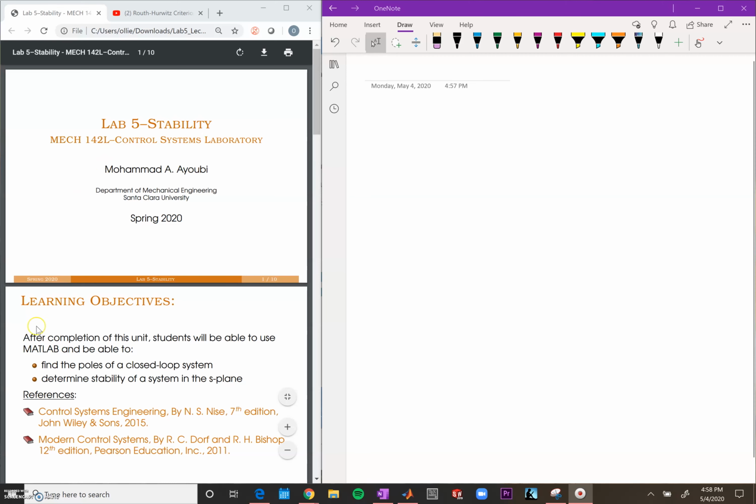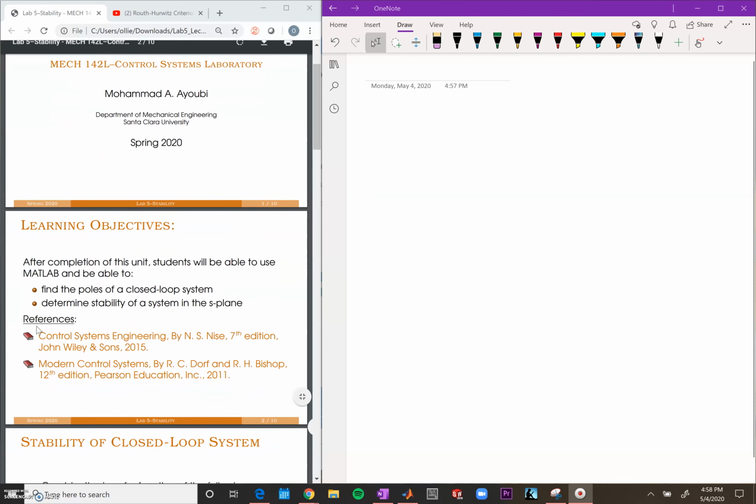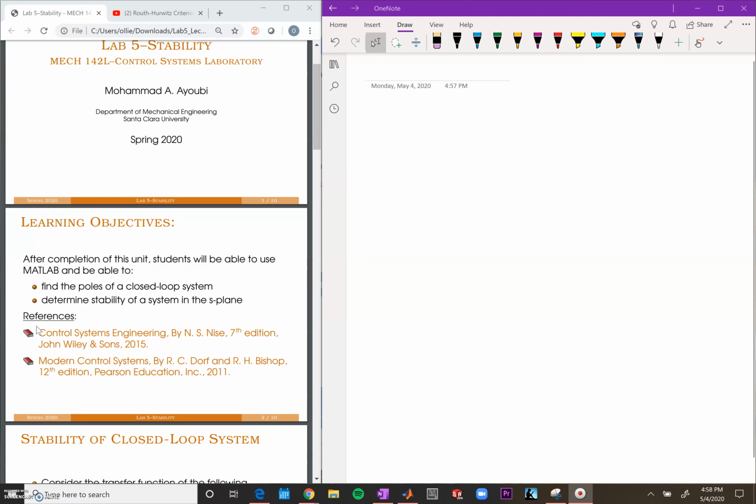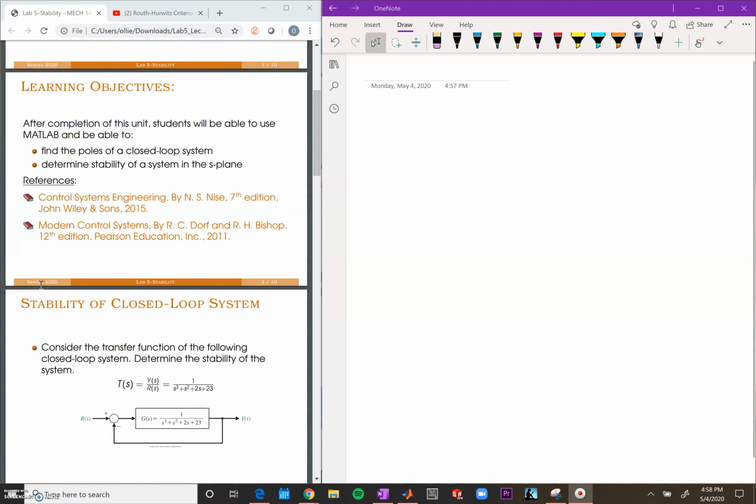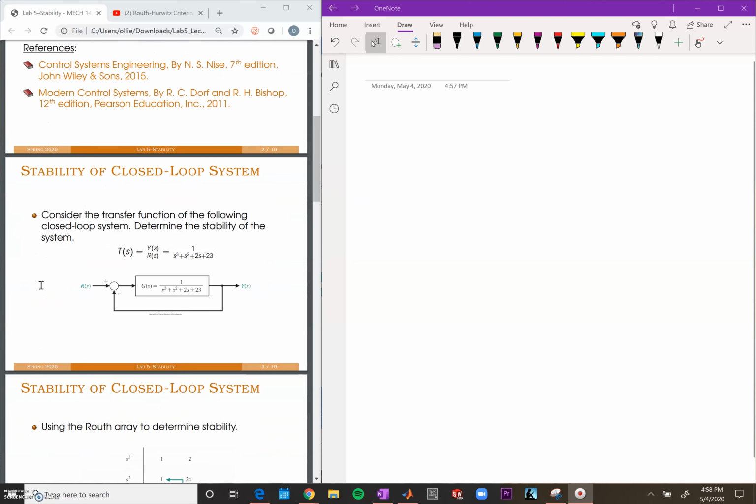Let's get to it. By the end of this lab, you should be able to figure out if your system is unstable or stable and explain why it is or isn't. So let's have this first example here. Actually, I'll start by saying the ways that you can find stability. Let's just cut to the chase.